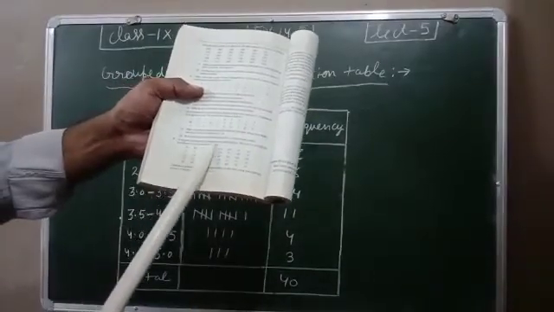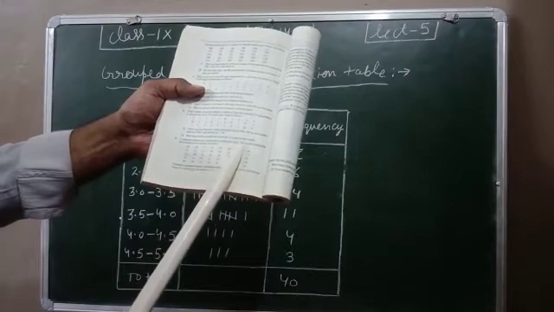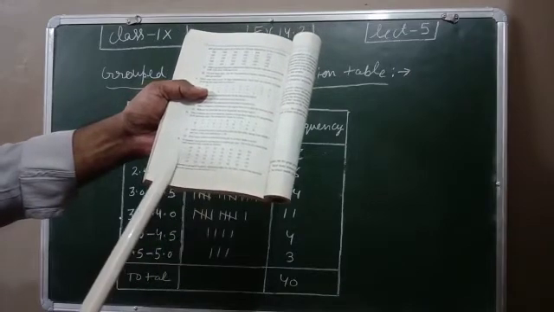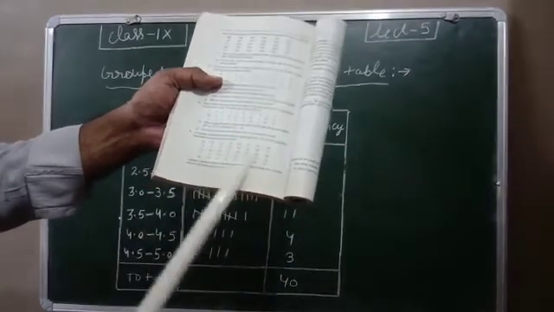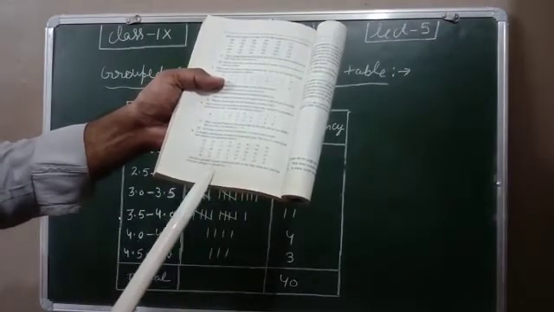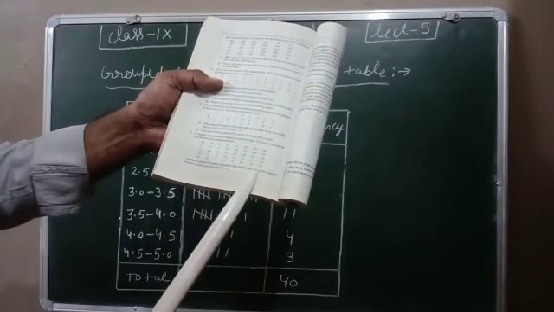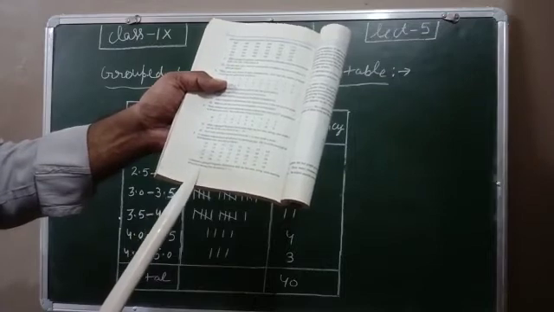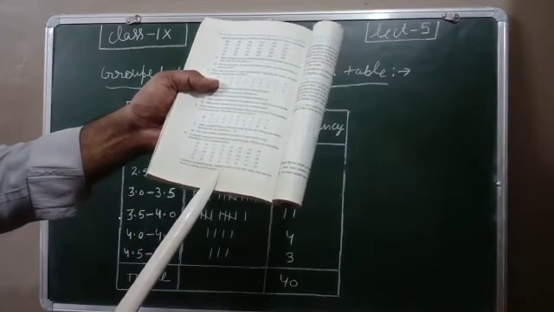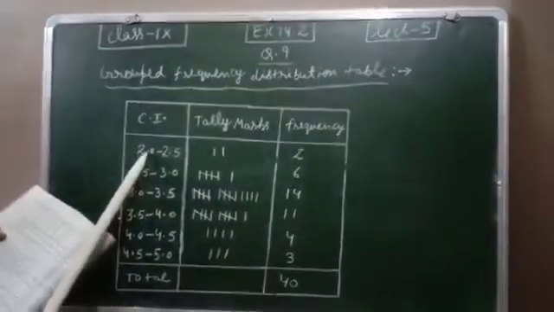A company manufactures car batteries of a particular type. The lives in years of 40 such batteries were recorded as follows. These are the lives. Construct a group frequency distribution table for this data using class intervals of size 0.5 starting from the interval 2 to 2.5. So first is 2 to 2.5.